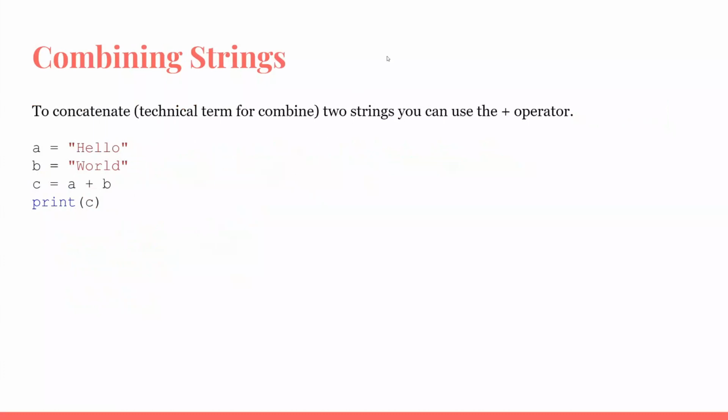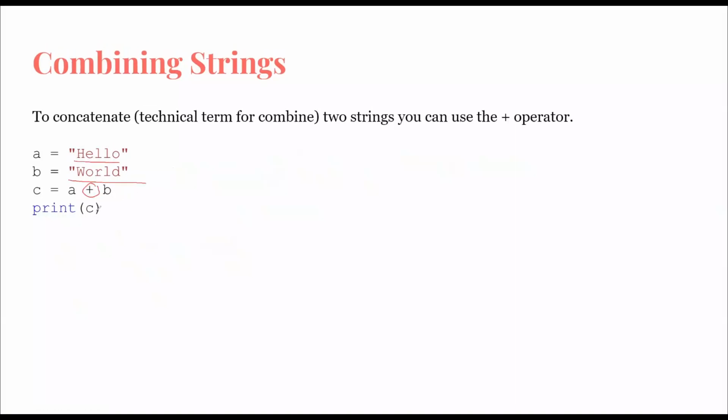And the combining strings. Combining strings is actually pretty straightforward. You just use the plus operator. In this case, we were combining hello and world, so our output will be helloworld. Notice how there's no space here because we did not put any spaces in there. If you want to put a space, you have to do a plus, put a little space in between, and then plus b. So this will output hello world with the correct spacing. Again, the plus sign you can use to combine strings.